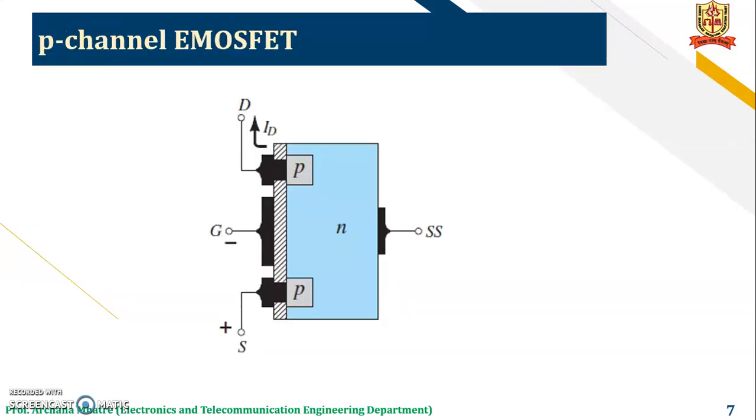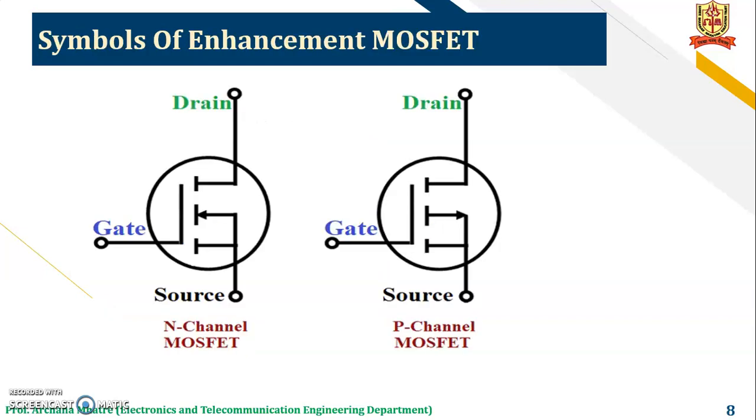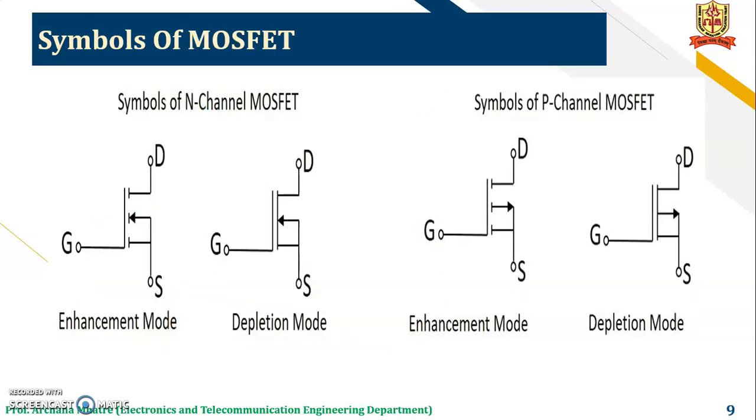Now, P-channel E MOSFET. This is the construction diagram for P-channel E MOSFET. Here you can see the substrate is of N-type material and the channel is of P-type material. Now, these are the symbols of the N-channel enhancement MOSFET and P-channel enhancement MOSFET. These are the symbols of enhancement MOSFET and depletion MOSFET. So these are the symbols of N-channel MOSFET, enhancement type and depletion type, and these are the symbols of P-channel MOSFET, enhancement type and depletion type.